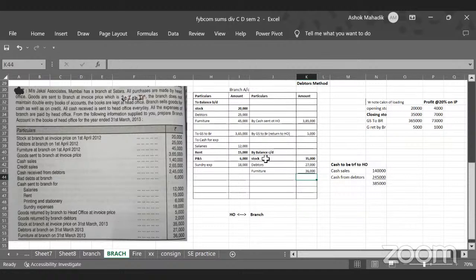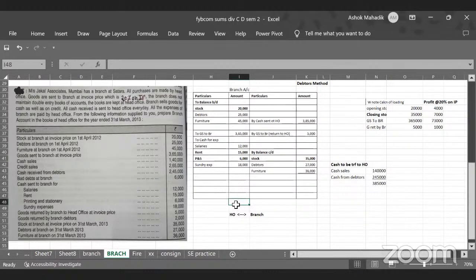We record it. Clear? Now, once again, I'll show you all the postings once again, just to revise. In this sum, always look which method they have asked. This is very important. You read the sum carefully, see which method they have asked. If they asked debtors method, then only one account is required minimum. Okay. So let us start posting.